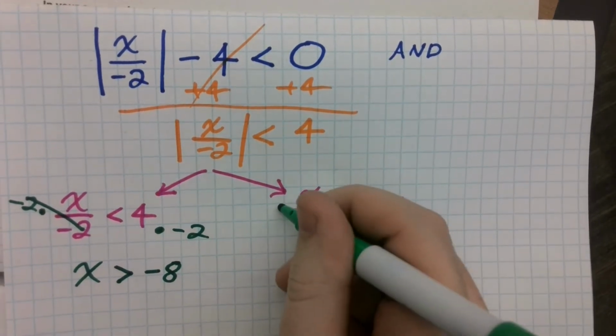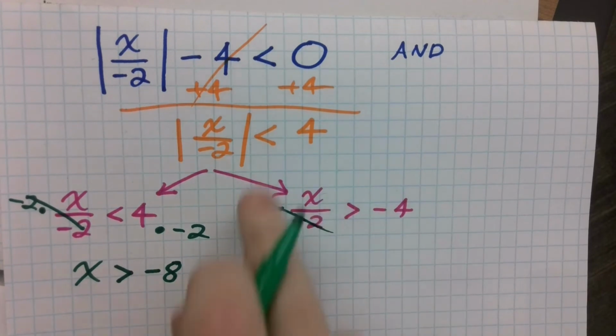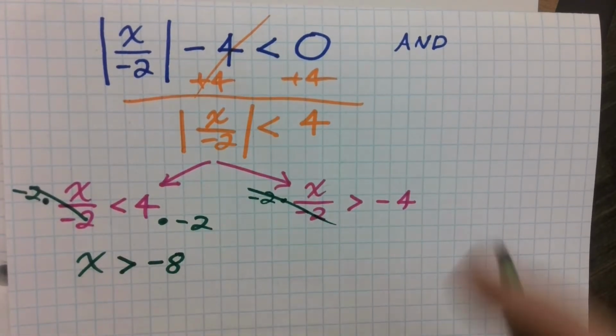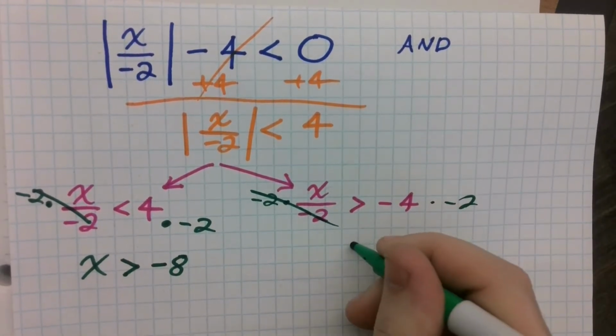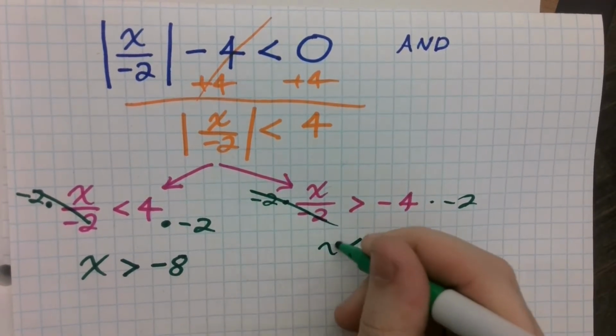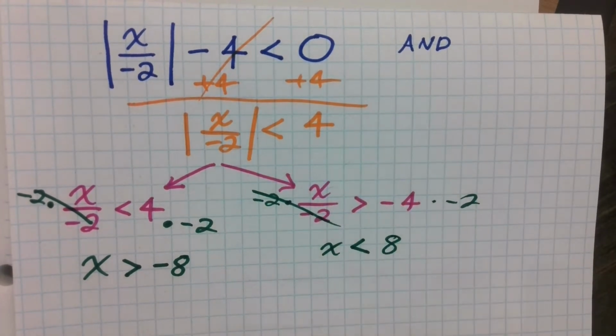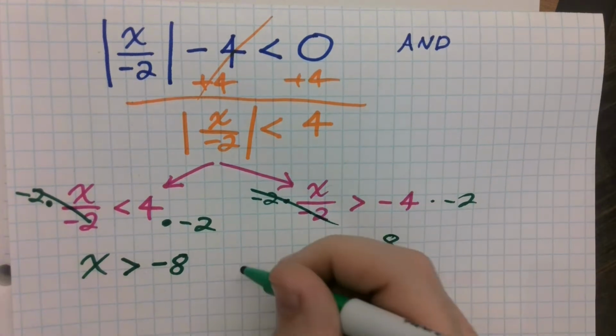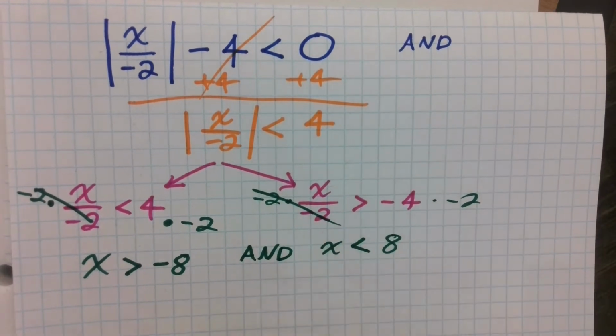Here, we do the same thing. We're multiplying by a negative, so even though we just flipped it, we got to flip our symbol yet again. We're flipping it back to the less than symbol because we multiplied by a negative. We end up with x is less than 8. Does this make sense as an AND inequality? Well, are there numbers that are bigger than -8 and less than 8? Yeah, 0 works, 1, 2, 3, 4, 5, 6, 7, -1, all of those numbers work. So this is still correct.